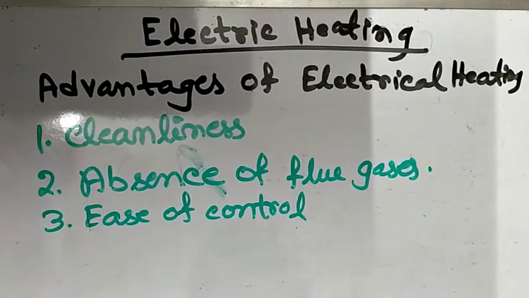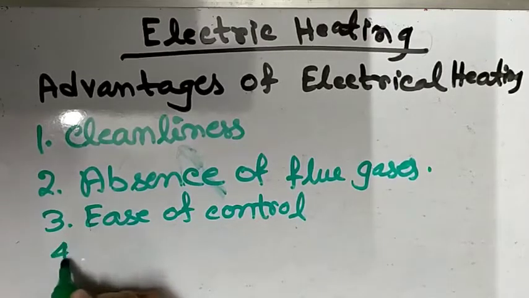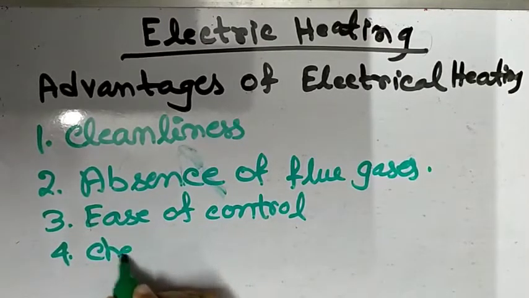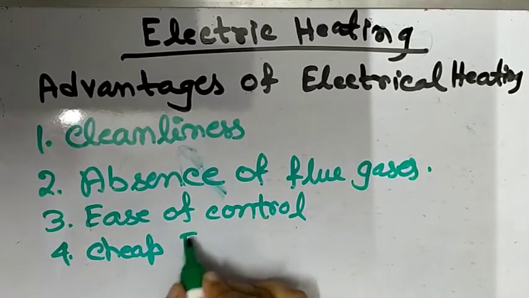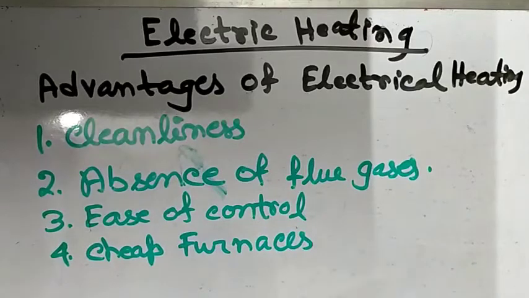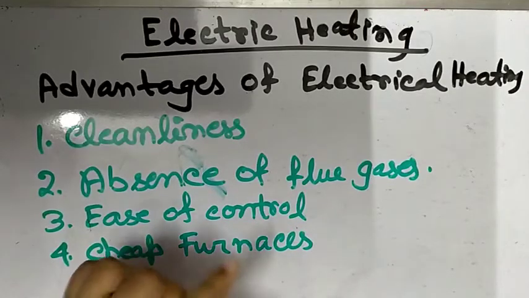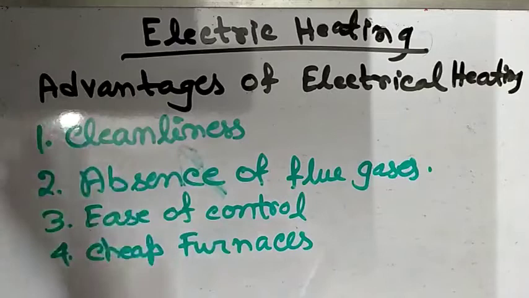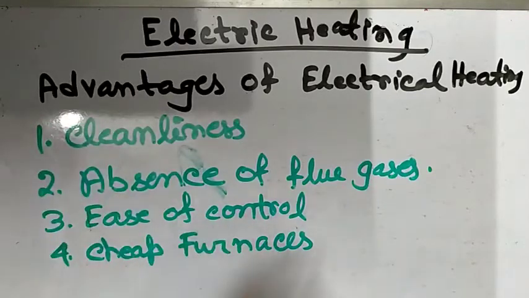Next is cheap furnace. In the absence of chimney and grating, electric furnaces, especially those requiring protective atmospheres, are cheap. Also, maintenance required by these furnaces is very small as there are no flue ports or pipes, and insulation is present. No problem.